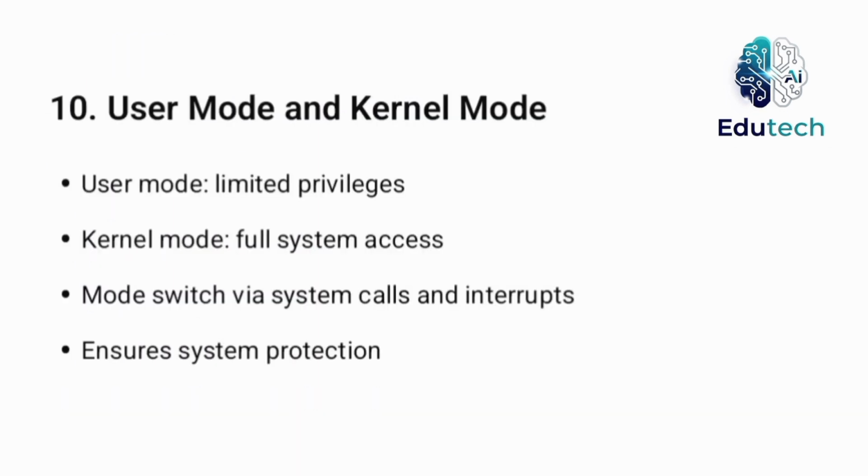User mode and kernel mode. The operating system operates in two modes: user mode and kernel mode. User applications run in user mode with restricted access to hardware, while the kernel runs in kernel mode with full privileges. Transitions between these two modes occur via system calls, interrupts, and exceptions, ensuring system protection and stability.